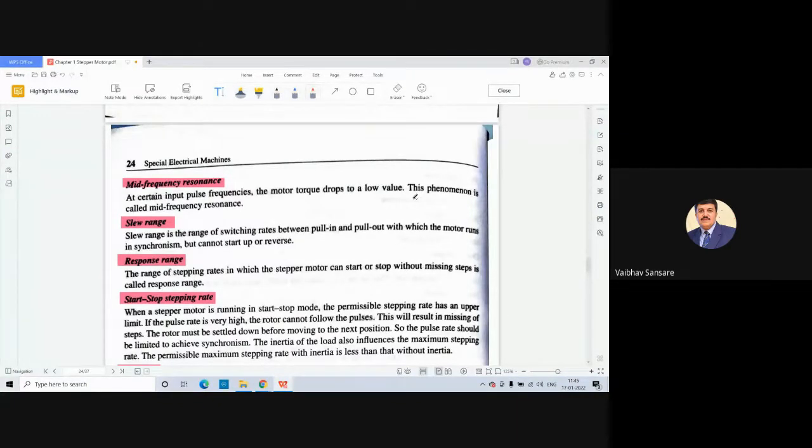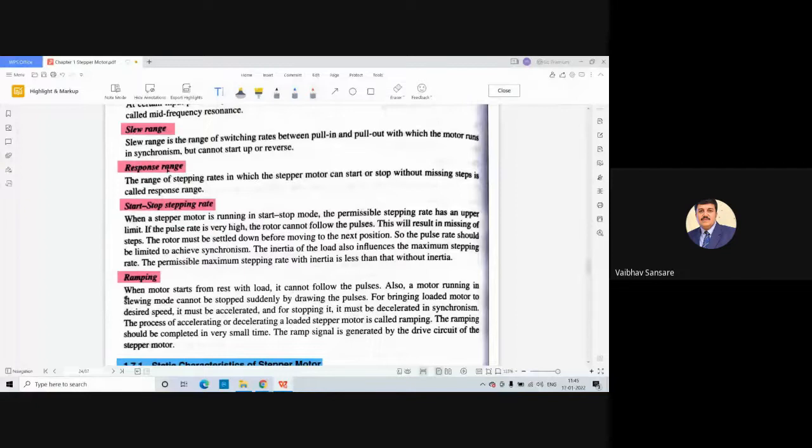Then there are three remaining terms. You can go through these particular terminologies. That is response range, start-stop stepping rate, and ramping. Those terms are not so important for a stepper motor, but I'm going to provide this PDF on Google Classroom. You can go through those terms also.